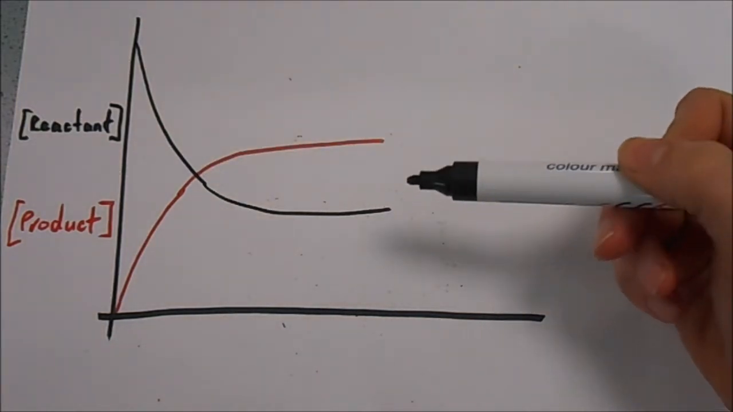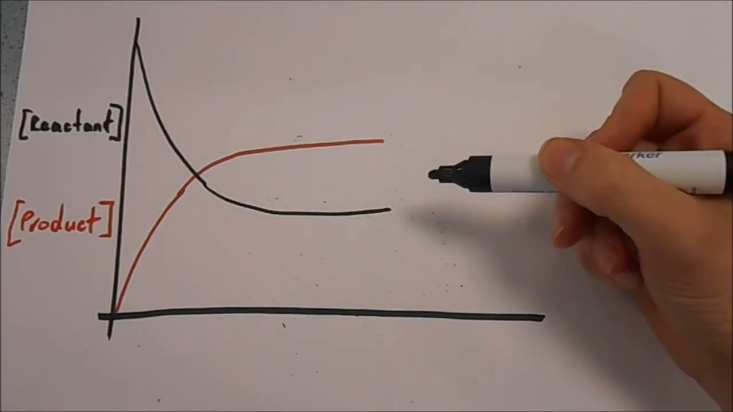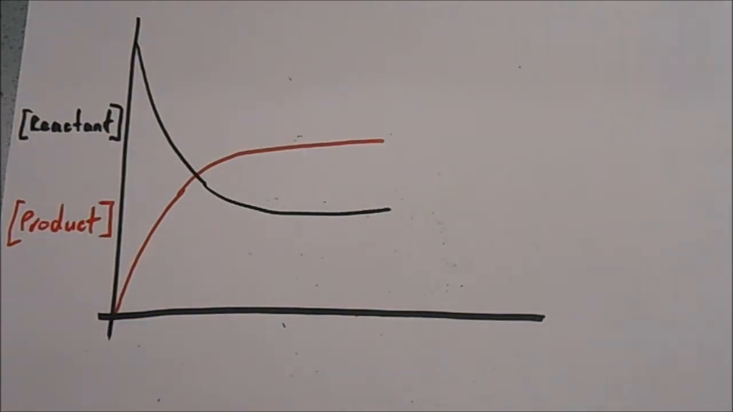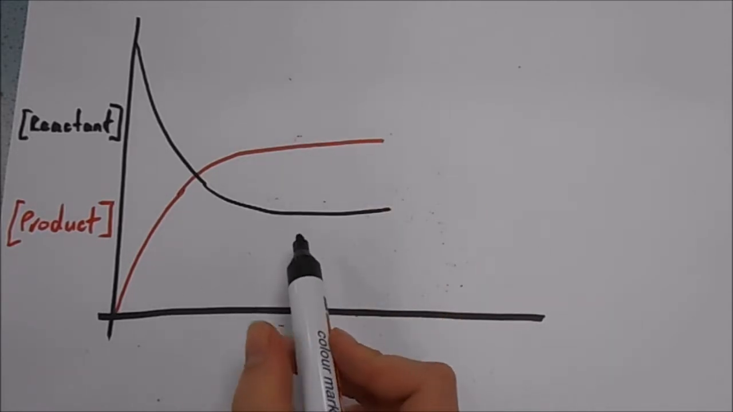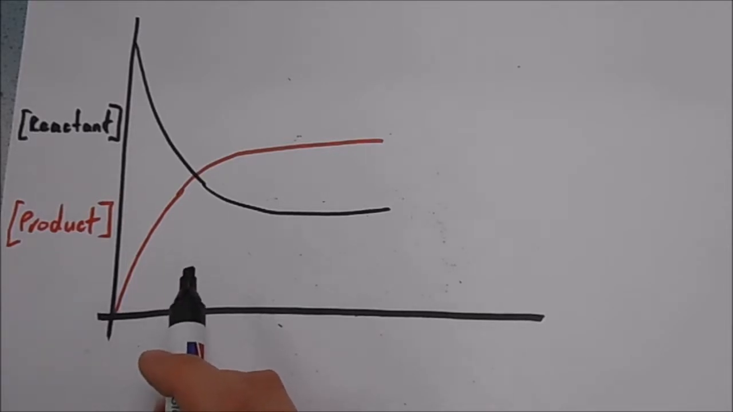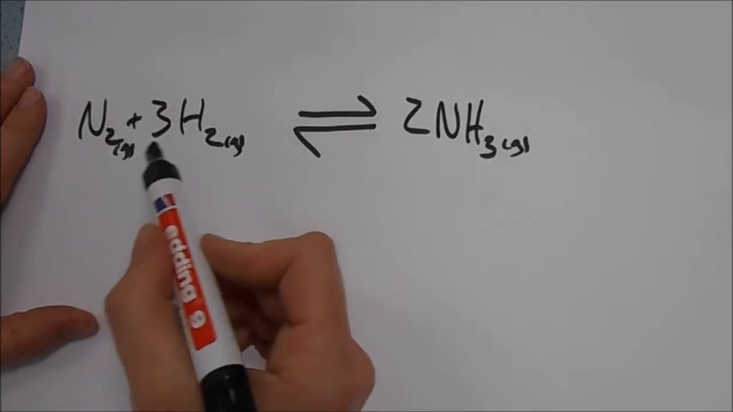This is because the reaction is reversible. The forwards reaction is equal in rate to the backwards or the reverse reaction. And that's an equilibrium, where we have a mixture of the reactants and products where the forwards and reverse reaction rates are the same.